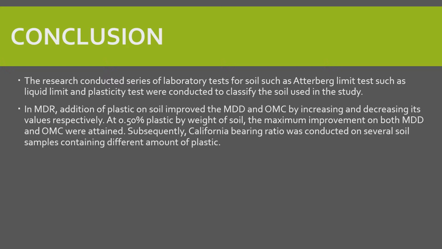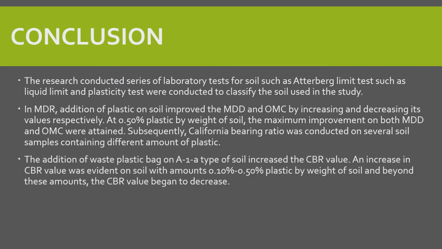Subsequently, the California bearing ratio test was conducted on several soil samples containing different amounts of plastic. The addition of plastic bag waste on A-1-A type of soil increased the CBR values. An increase in CBR value was evident on soil having amounts of 0.1% to 0.5% plastic by weight of soil, and beyond this amount, the CBR value began to decrease. From the t-test, the plastic reinforcement significantly improved the quality of soil by increasing its CBR values.